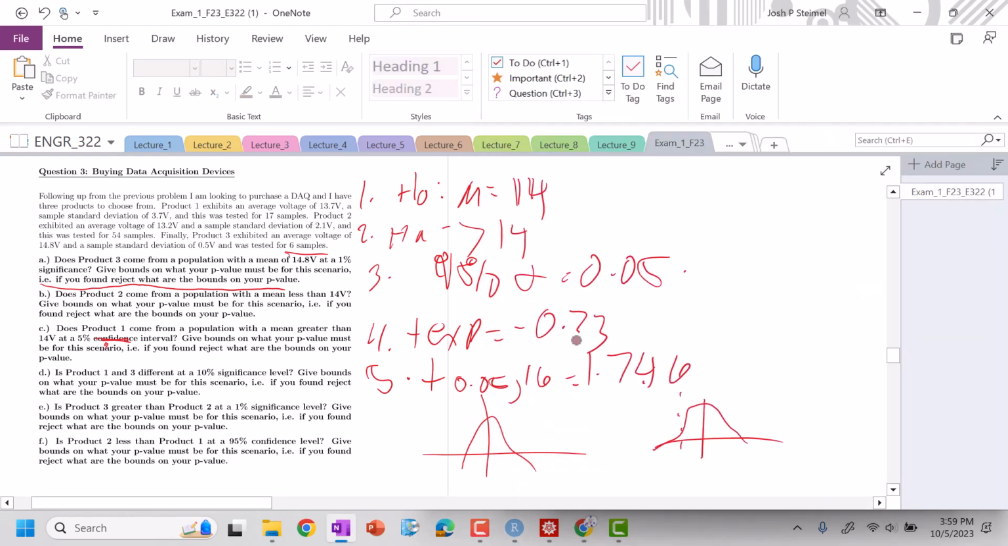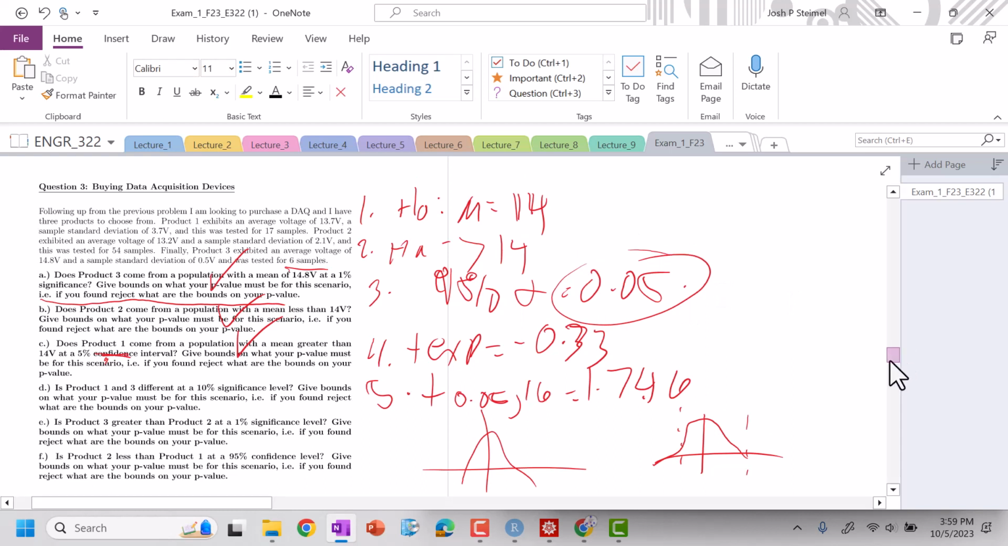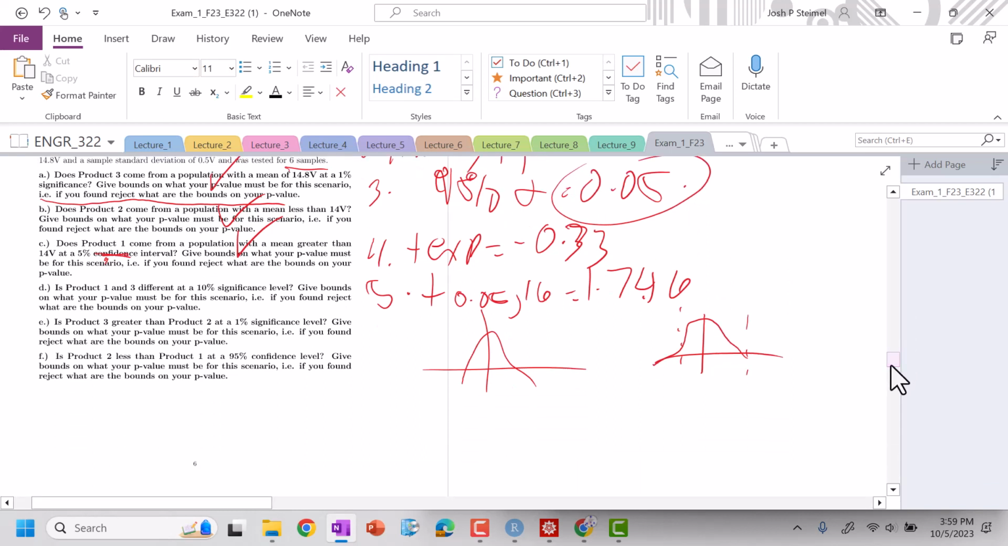So that's a big old do not reject because we're a right tail test, and we know that the p-value is going to be larger than this value here. Fantastic. Done, done, done. Now we're asking, are 1 and 3 different? So let's go ahead and look at this here.